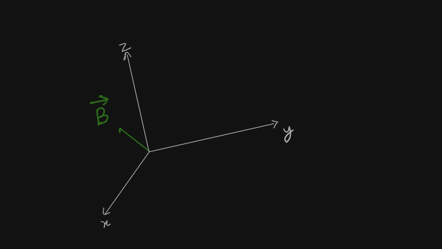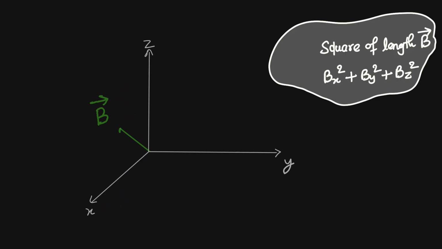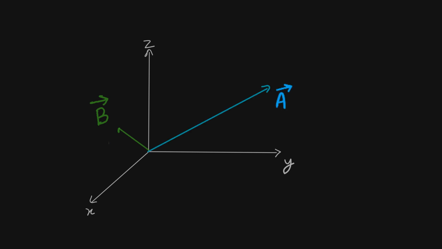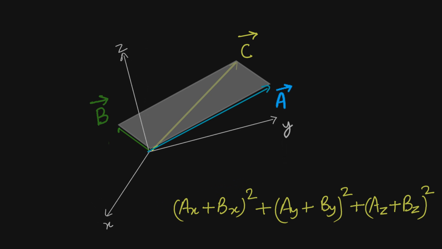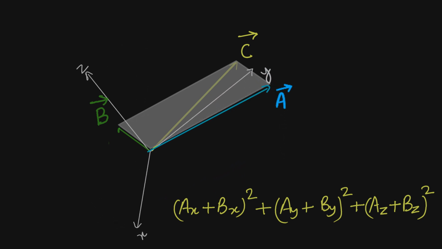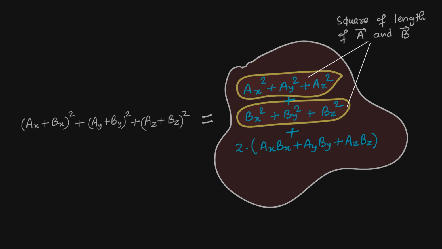Now I'm taking another vector B. The length of this vector, or the square of the length of this vector, will be the same in any coordinate system, right? The square of the length of the resultant of these two vectors will not change if we change the coordinate system. Now if we look at each term, we get that these two terms are the same in every coordinate system.